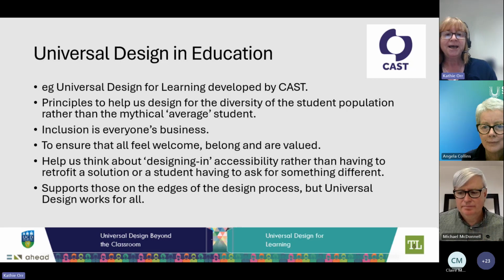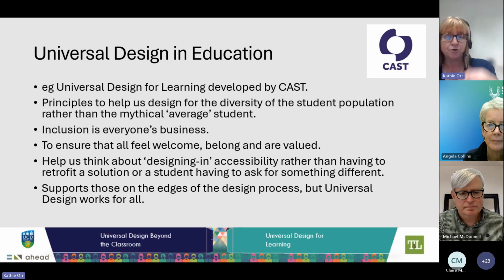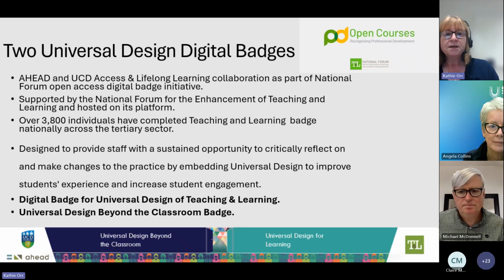So universal design helps us to build in accessibility at the start, when we're thinking about a new program or something new that we're rolling out, or involved in a redesign, so that we don't have to retrofit a solution afterwards, or a student doesn't have to ask us for something different or put up their hand and disclose a disability. So universal design supports those on the edges of the design process, but good design, as we saw in the built environment examples, works for all. So that is what universal design aspires to do.